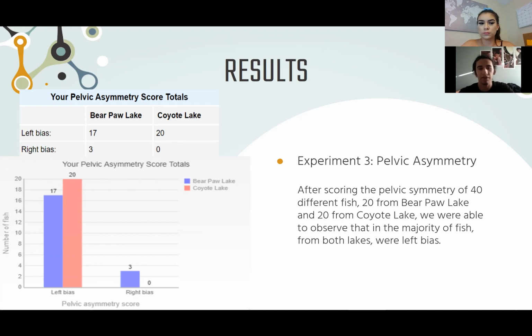We can see that there's basically a massive pelvic asymmetry towards left bias because that is what keeps most of the fish alive. That is what keeps most of the fish genetically stable. That is basically evolution. And the right bias seems to be sort of evolution away from left bias.